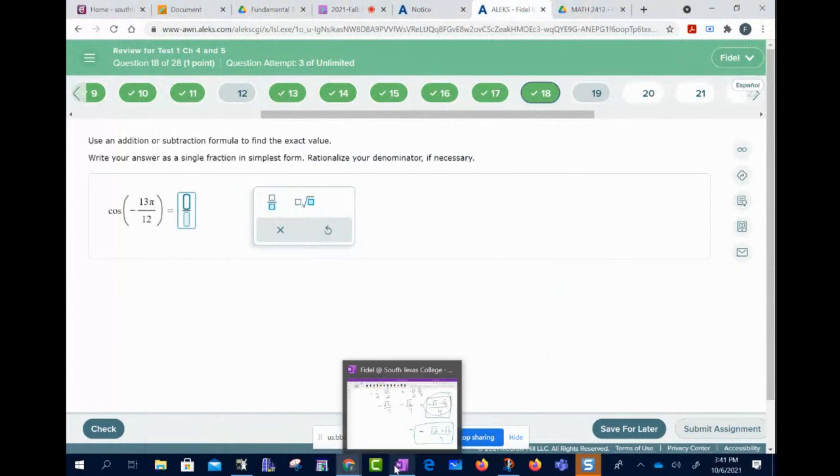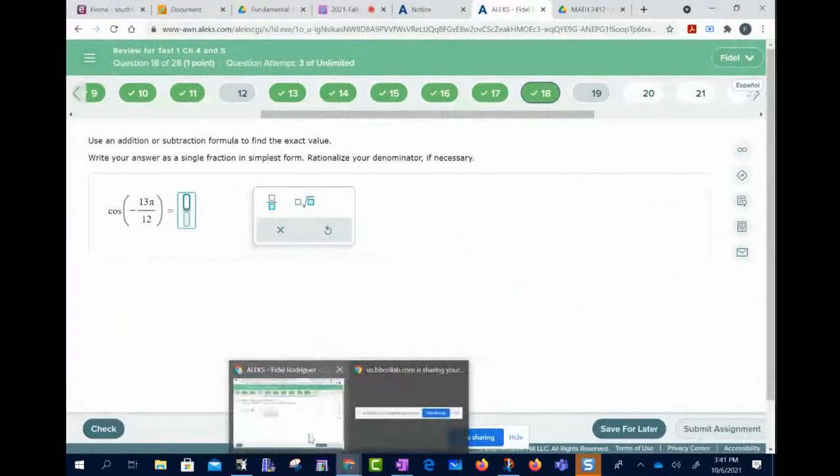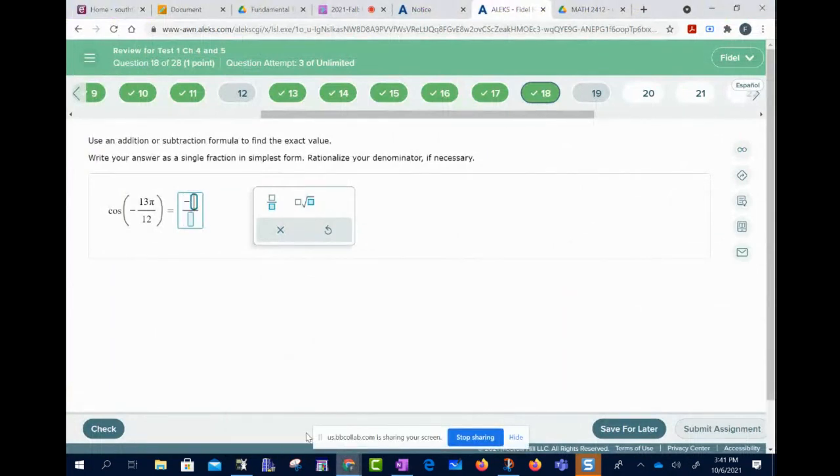Okay, so we had a negative square root of 2 minus square root of 6. Okay. So negative square root of 2 minus square root of 6 all over 4. We're going to go like this. We're going to say check it. And it's saying, no, that's not right. Okay, so look, this is what I'm going to do. I'm going to take that away, put a plus.